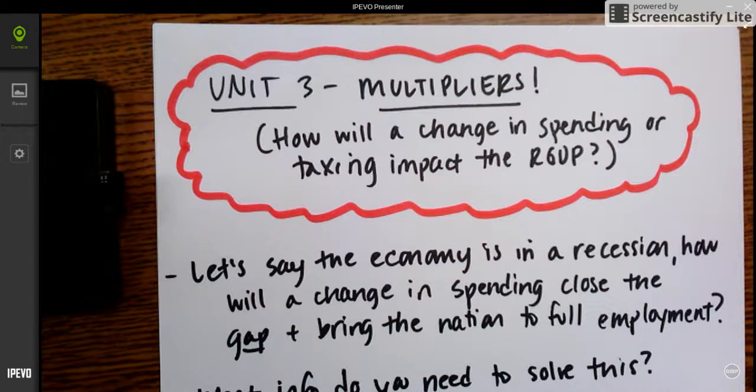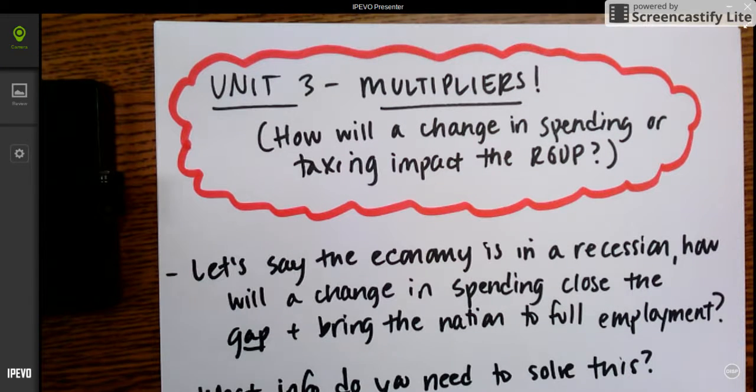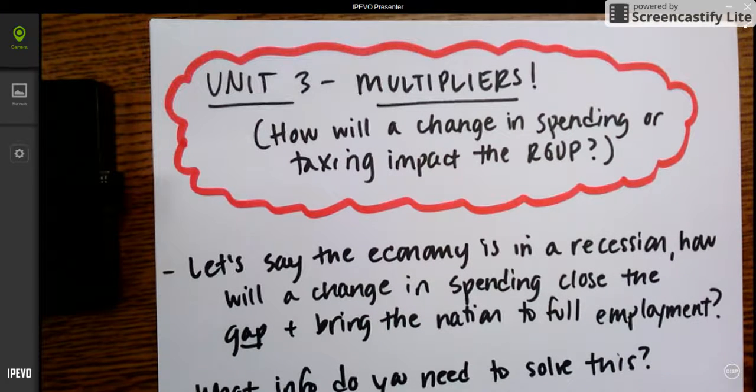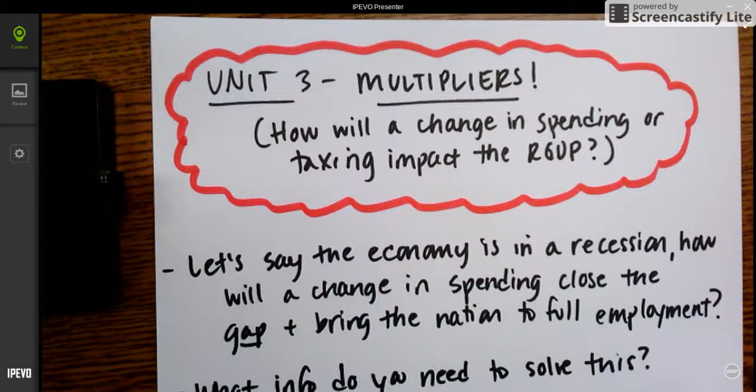Okay, so this is a little video to help us all understand what the multipliers from Unit 3 are all about. So follow along with me. This handout is available in the Unit 3 folder on the Google Drive. So if you want to download the paper that I'm working with right here today, you can. So Unit 3, the multipliers.